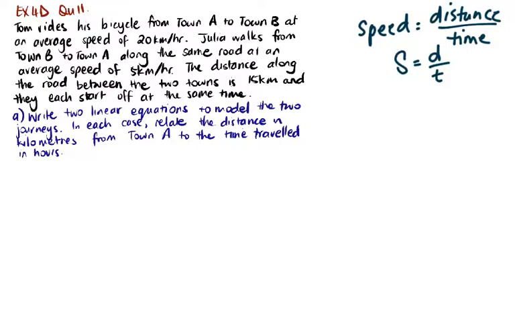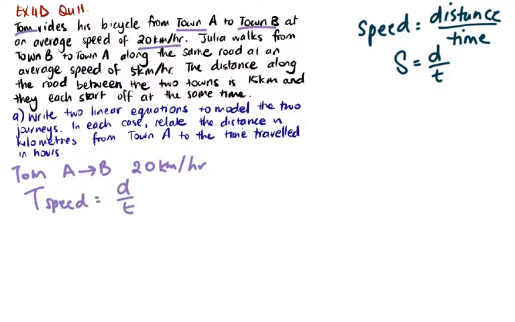So the first one I'm going to look at is Tom. So Tom rides his bike from town A to town B at an average of 20 kilometers per hour. He goes from town A to town B with a speed of 20 kilometers per hour. So if we use our speed formula, Tom's speed equals distance over time, we can substitute Tom's speed of 20 kilometers per hour into this formula. So 20 equals D over T.